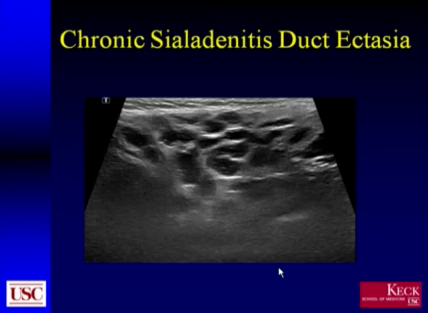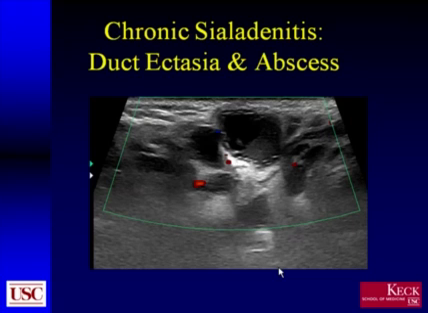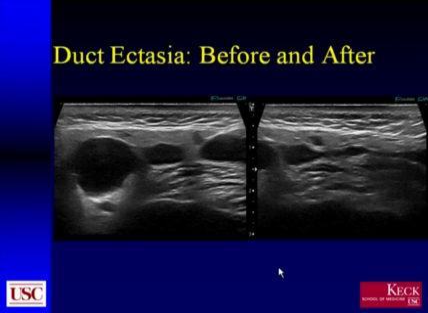Another patient with diffuse duct ectasia, which presents as part of the overall appearance of patients who have chronic sialadenitis. And again, in these patients, various ducts may be pinched off or blocked off. And again, these patients may develop abscesses as shown here with this hypoechoic or largely cystic mass with a fluid debris level. These can be punctured and drained percutaneously.